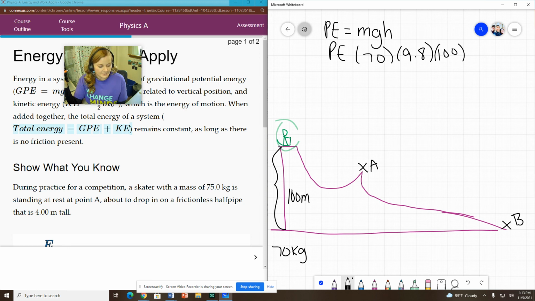So let's go ahead and multiply that out. Calculator right here. 70 times 9.8 times 100. That tells us the total energy of our skier here. So remember that potential energy at this point is equal to total energy. And that's just here. We'll call this point number 1.